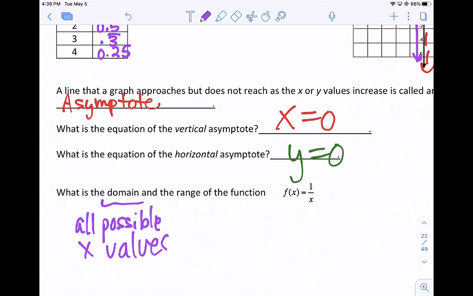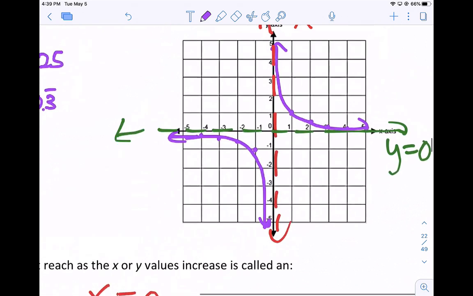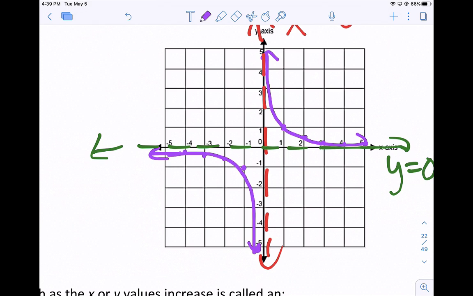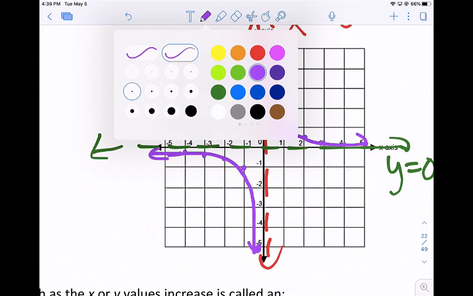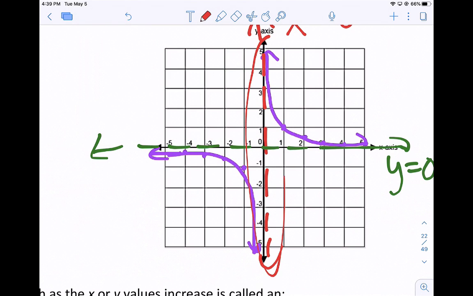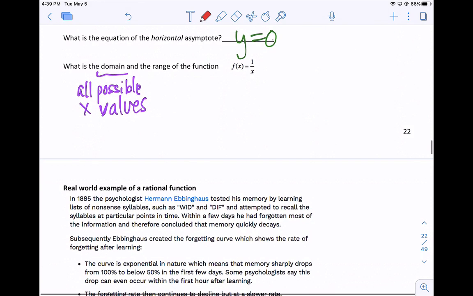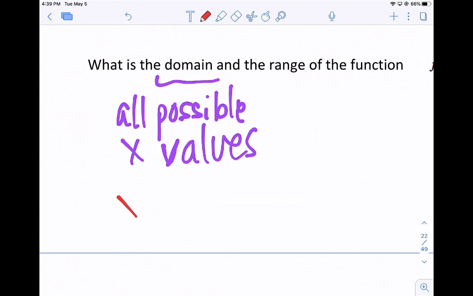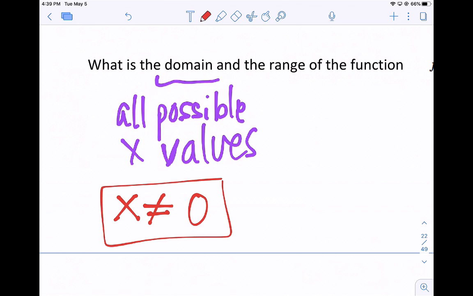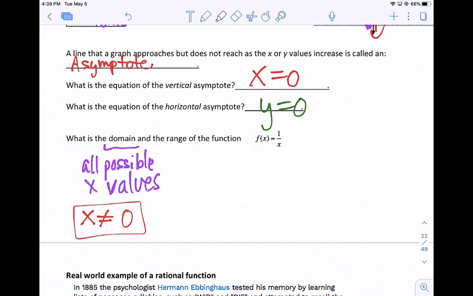And if you take a look, this graph has all possible x values except for right here. At x equals 0, notice our graph goes all the way to the left, all the way to the right, but it does not cross at x equals 0. And so we say here that the domain is x is everything except 0. X can't be 0. And the range is all possible y values.